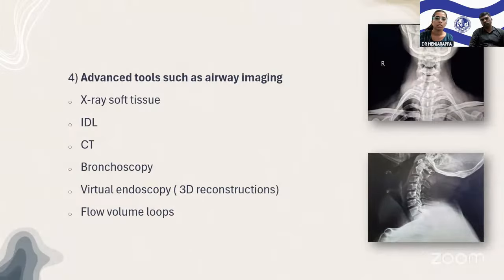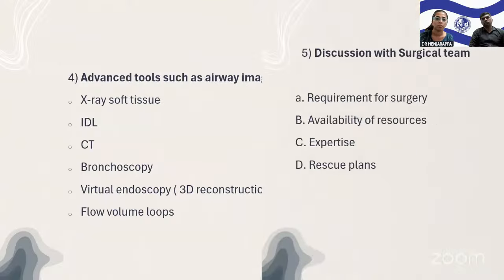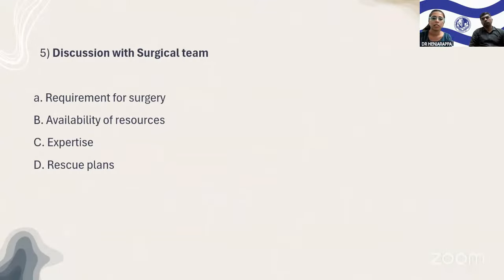And advanced tools such as airway imaging, X-ray soft tissue to see any deviation or compression of the trachea, indirect laryngoscopy to assess mobility of vocal cords, CT scan to see compression and extent of the tumors, bronchoscopy, virtual endoscopy, 3D reconstructions, and flow volume loops. And discussion with the surgical team.